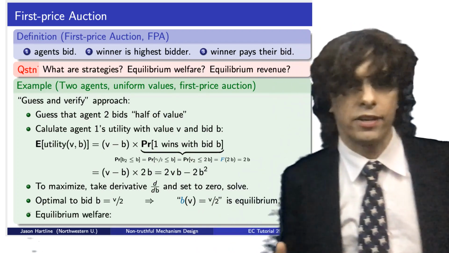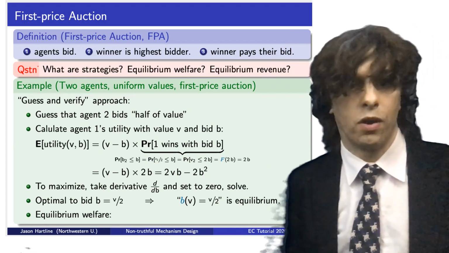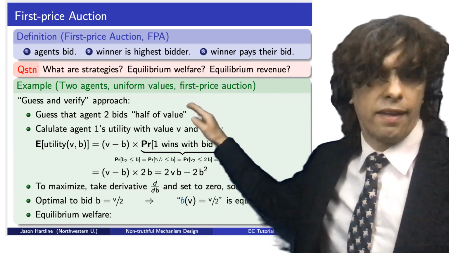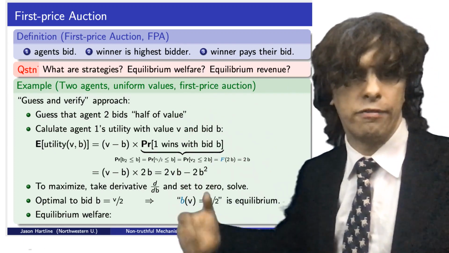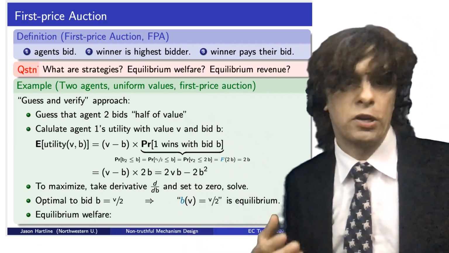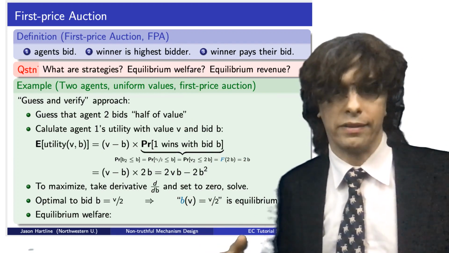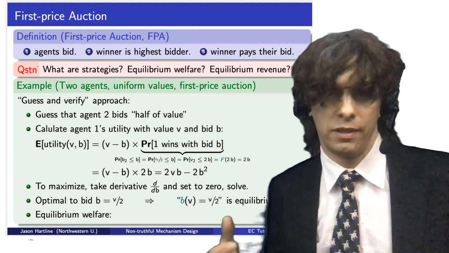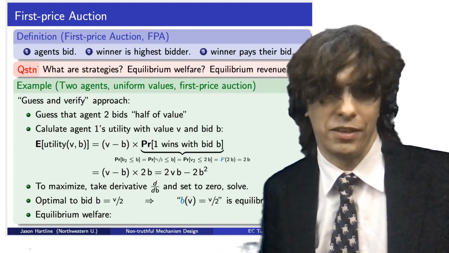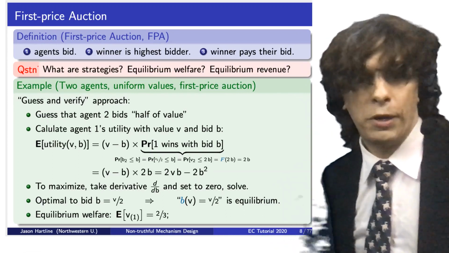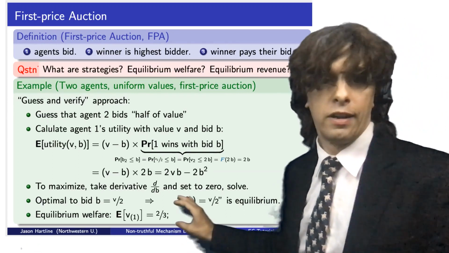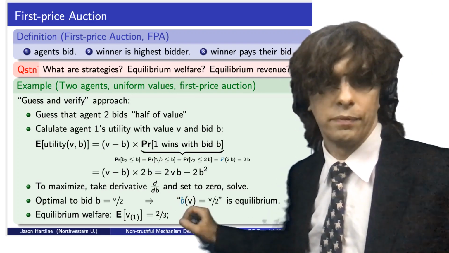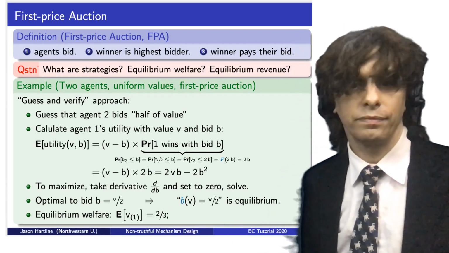Great. We're now ready to calculate the welfare of the auction. And so again, we need to use the auction rules and the bid strategy to see what the welfare is. Well, if both bidders are bidding half their value, then who wins? The agent with the highest value is going to win because the bid strategies are symmetric and monotonic in value. Great. So the bidder with the highest value wins. So the expected welfare is the expected highest value, which is 2/3.